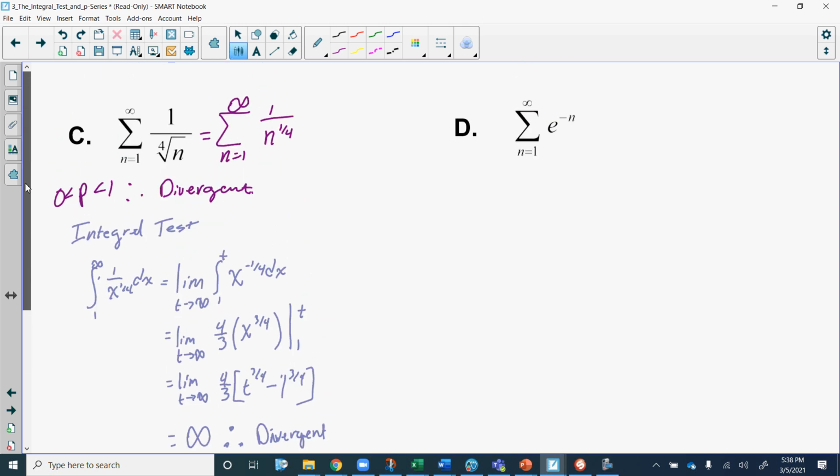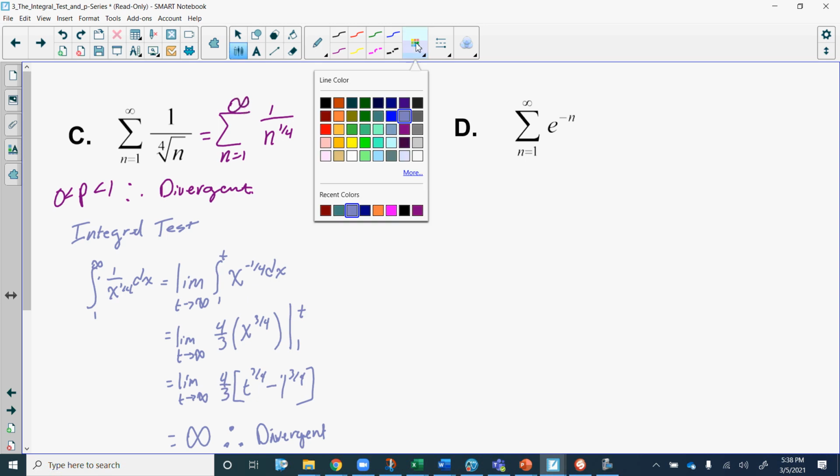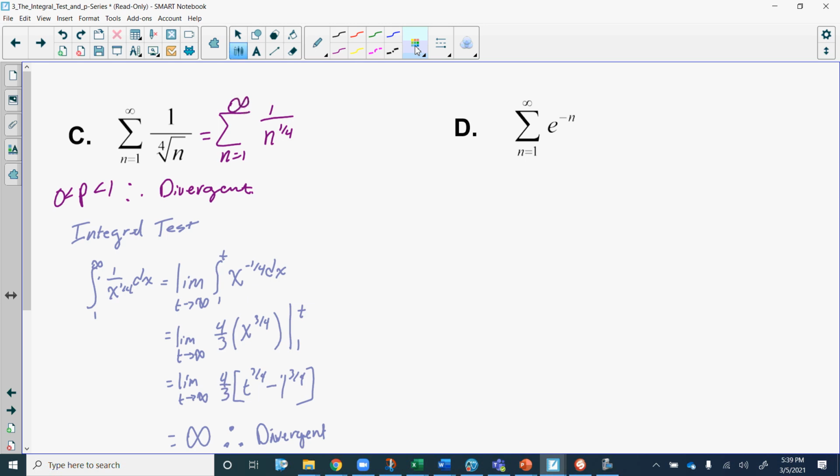Now this last one is not going to be a p-series, because for a p-series we need the exponent to be an actual number, where p is a positive constant. So this one cannot be done using the p-series. In this case, what we're going to use is the integral test. So feel free to pause the video and work it out on your own and see if you can determine whether this is going to be convergent or divergent according to the integral test.